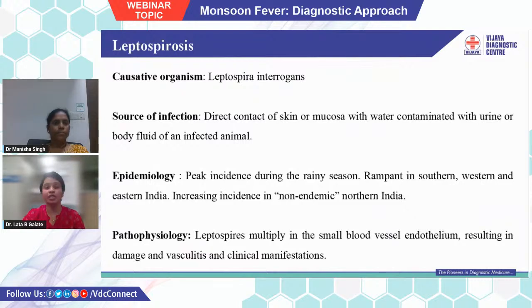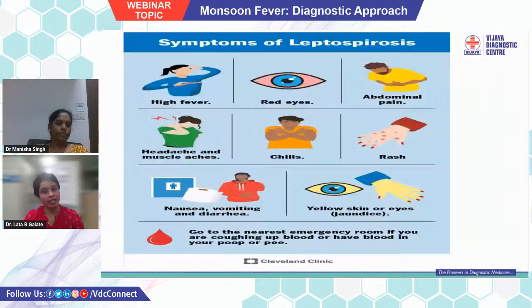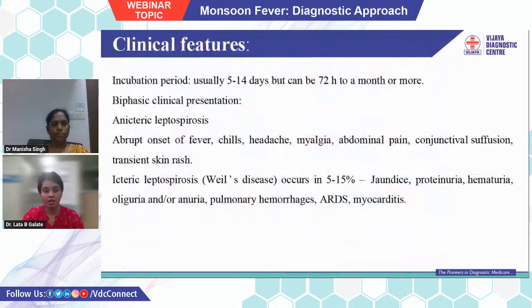So these are the symptoms one can look for in the case of leptospira. These are red eye, abdominal pain, chills, rashes, and in the icteric phase, yellow skin or eyes suggestive of jaundice. The clinical features are generally divided into two phases, which is called a biphasic clinical presentation. First is anicteric leptospirosis, wherein the patient presents with the general symptoms of fever, chills, headache, myalgia, abdominal pain, and transient skin rash. If not diagnosed and treated on time, 5 to 15% of patients can get complications of jaundice, proteinuria, pulmonary hemorrhages, ARDS, and myocarditis.